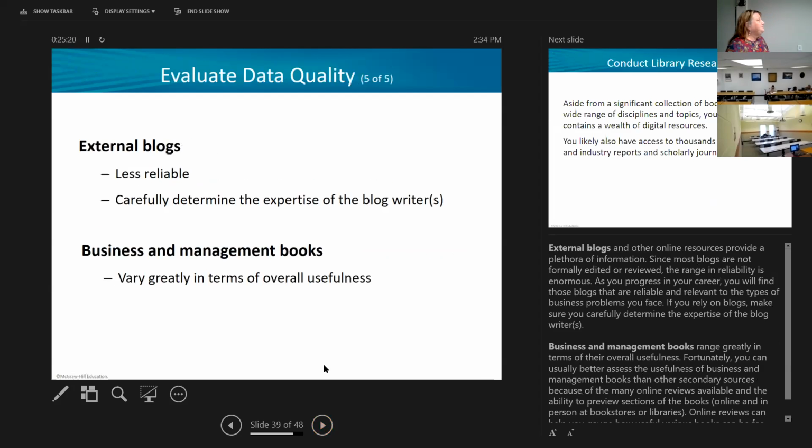External blogs, they're much less reliable. People are putting out blogs like crazy these days, so I would be very careful in using those. And then business and management books, they vary greatly in terms of overall usefulness. We're not necessarily talking about textbooks, but if you go to a Barnes and Noble or something of that sort, you'll find a whole section just on business or management, and you can read lots and lots of books that are put out by so-called experts.